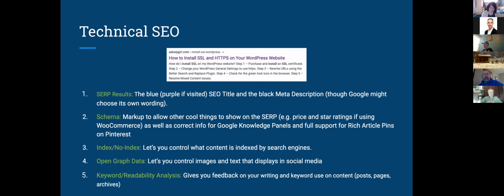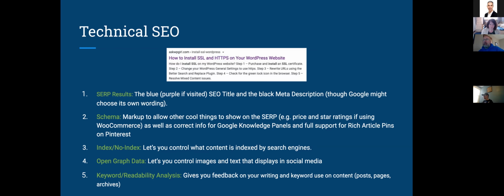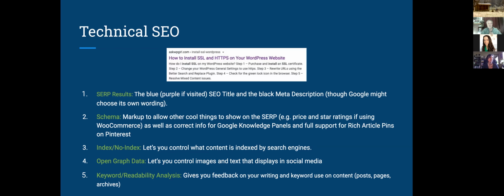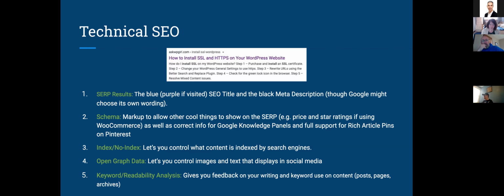So technical SEO and what Yoast is doing with that is, one, it's allowing you to control to some extent what shows on the search engine results page. So when your site comes up in the search engine results page, that blue or purple link, if you've already visited it, that title in purple or blue, you control with the Yoast SEO plugin, or someone mentioned All in One SEO. It allows you to control what that title is and how it's generated.